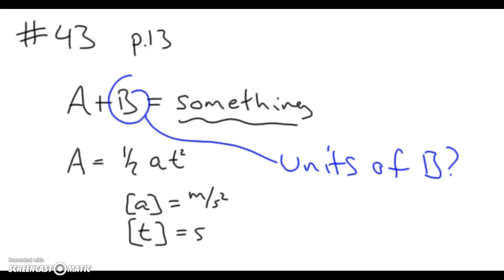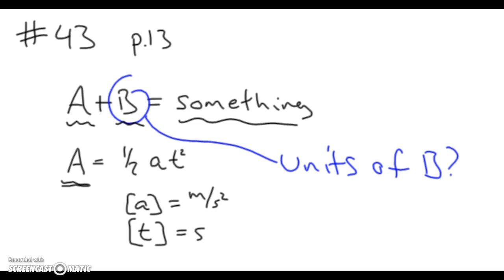What we can do is we can take advantage of the fact that if we're adding two variables, A and B, they must have the same units. We can't add apples and oranges. So these two things have to have the same units, and we know something about A, right? We know there's an equation for it, and we know what the units are for those variables.